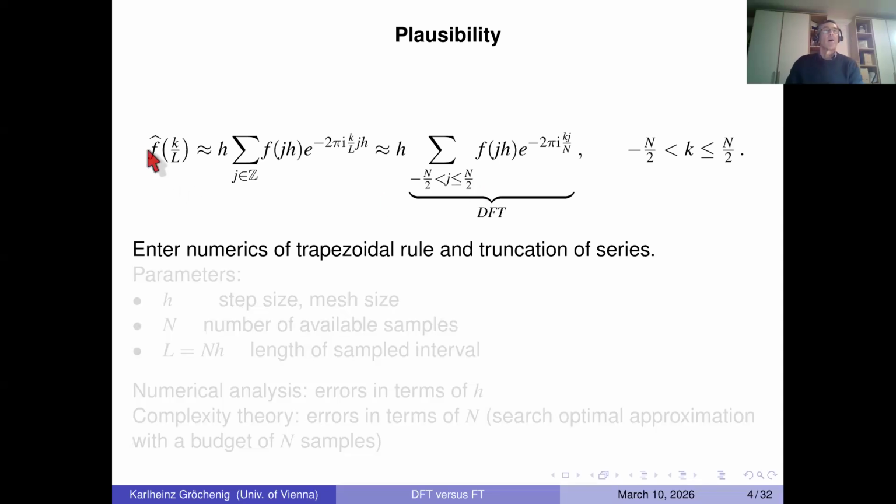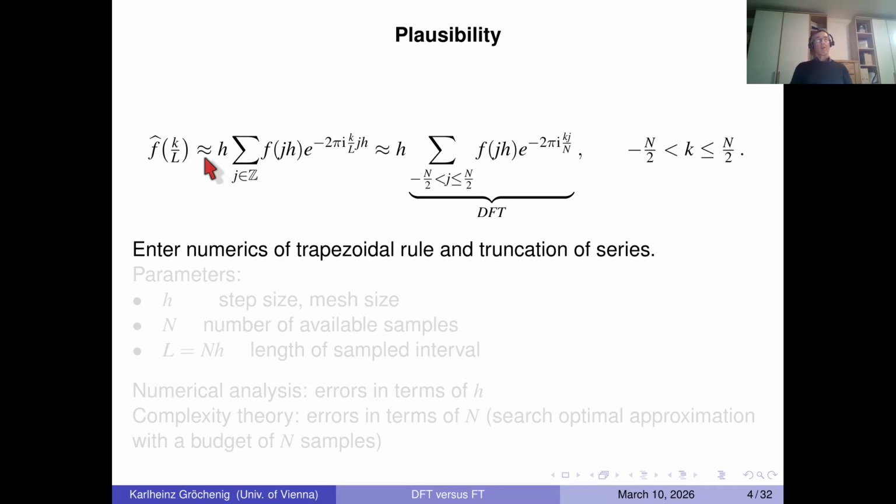And so the Fourier transform at k over L, that's an integral. If you discretize the integral, say with the trapezoidal rule, or with a Riemann sum, with step size h, so here is the increment h outside, then you get precisely this infinite sum. And then you truncate this sum, centered around the origin. And then what you get is, except for normalizations, the discrete Fourier transform. So there's some plausibility in this procedure.